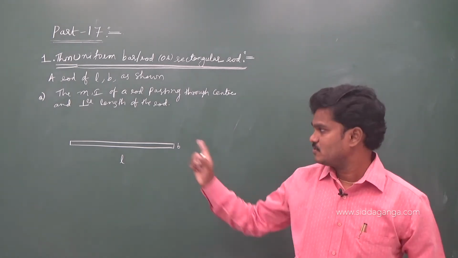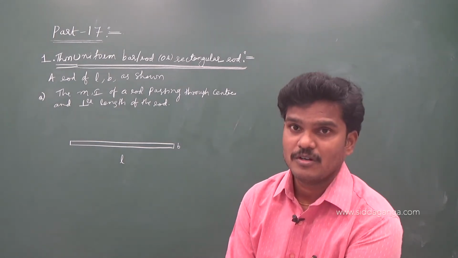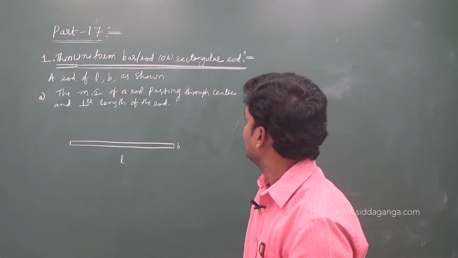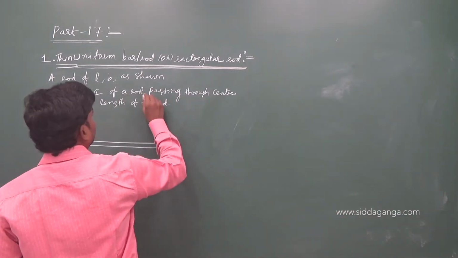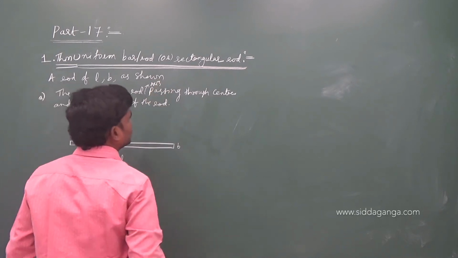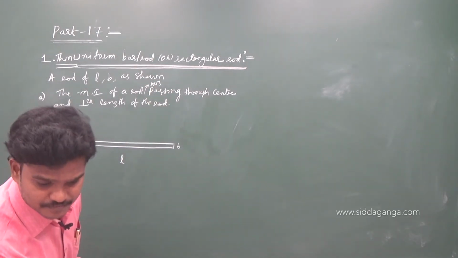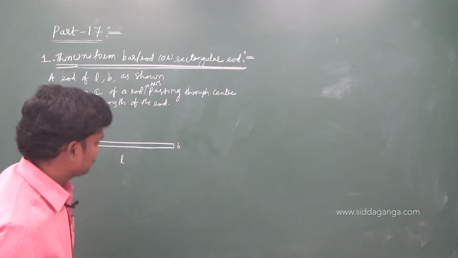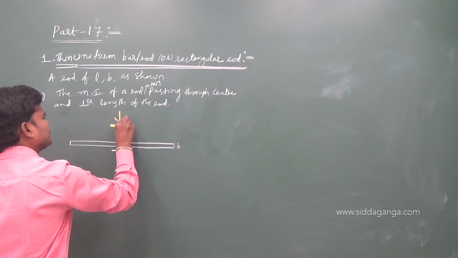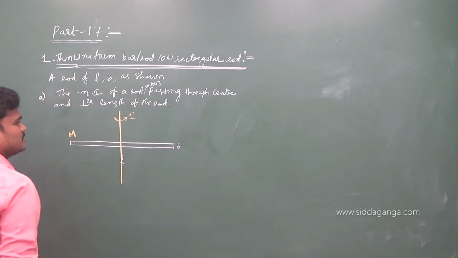Now what is the first question I am finding here? I am going to find the moment of inertia of a uniform rod, with the axis passing through the center, perpendicular to the length of the rod. See, I am finding like this. About this I want the moment of inertia. Mass is m.